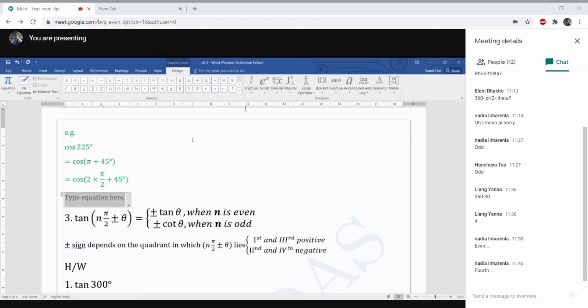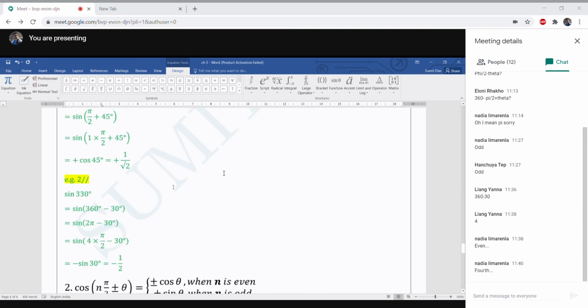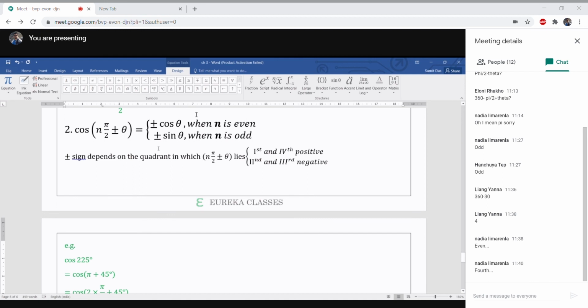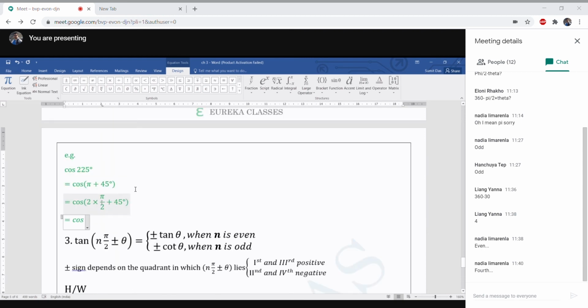Okay, then so now cos of 2 pi by 2 plus 45 degree, right? Here n is even. So if n is even, cos will not change, because we learned this formula: when n is even, it will be cos theta, and when n is odd, it will be sin theta. So here n is 2, so it will be cos 45 degree.